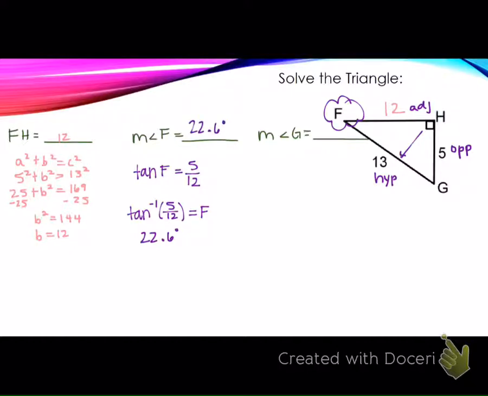So Brandon, how are you going to find G then? You add 22.6 and 90 and angle G equals 180. So what do you get for the measure of angle G then? 67.4.